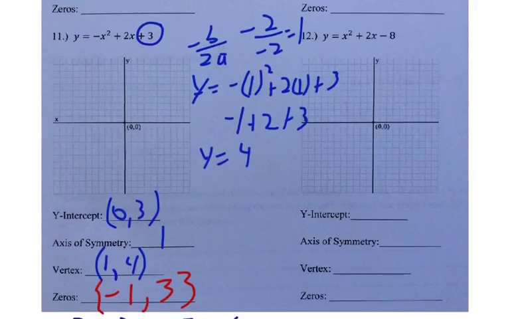And then I'm just going to graph them. So 0, 3 is my y-intercept. Axis of symmetry is 1. Vertex is 1, 4. Somewhere about right around there. Negative 1, 3. Negative 1 is where it crosses the x-axis. 3 is where it crosses the x-axis. And again, my axis of symmetry is that dotted line. So that would be at 1. And then I'm just going to draw my quadratic through those points. And that's what I have for number 11.